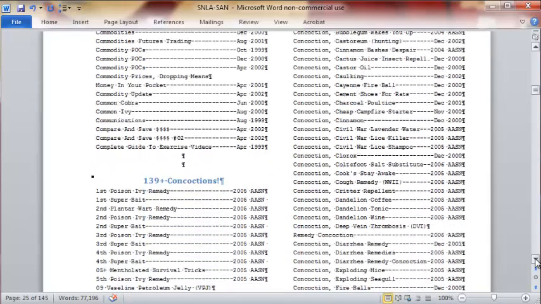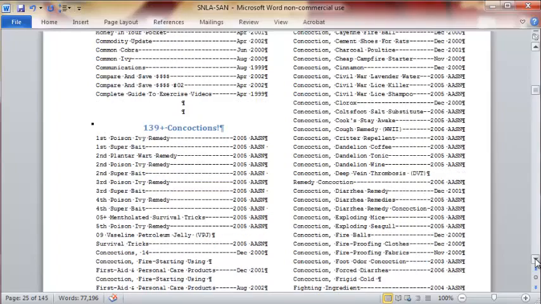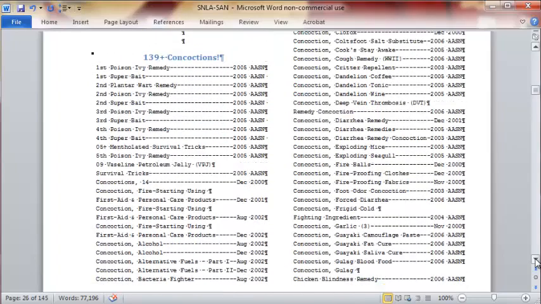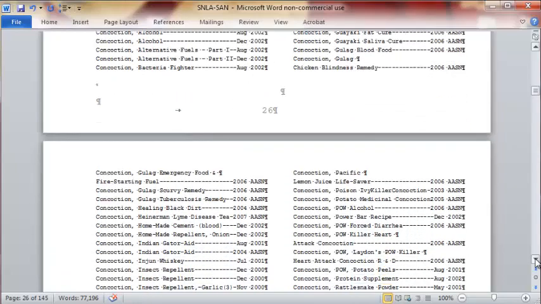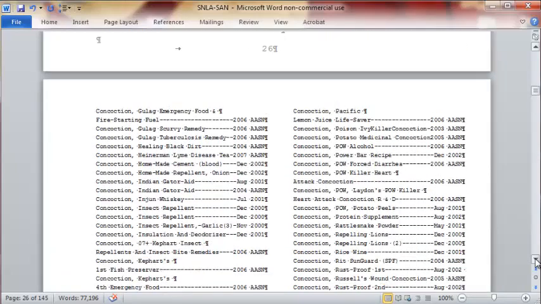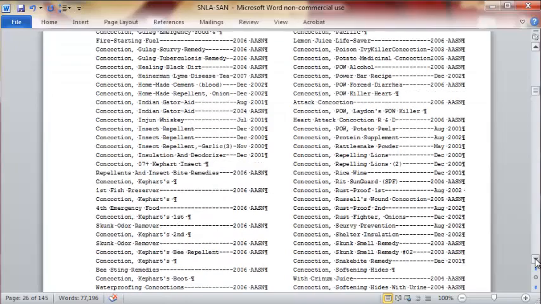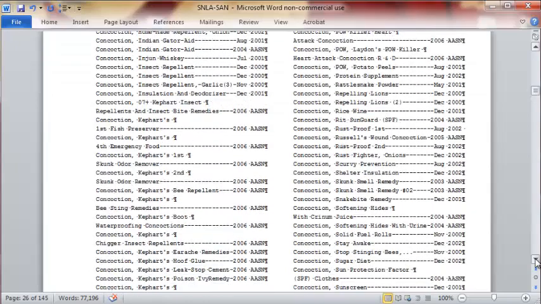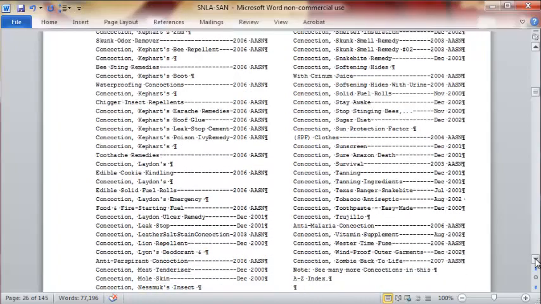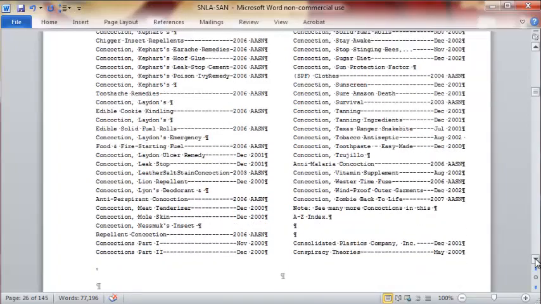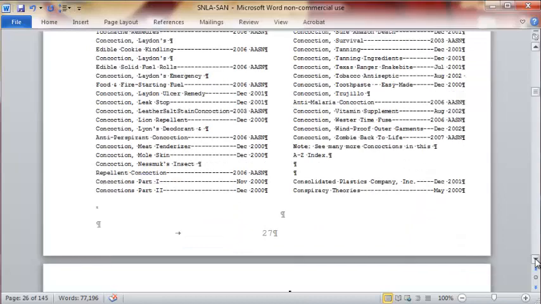139 concoctions. These are international. This is real stuff. Excellent write up on concoctions. Okay, and I've used a lot of this stuff myself because it works. And I've used one recently. If I remember, I'll tell you about it when we get to healing.